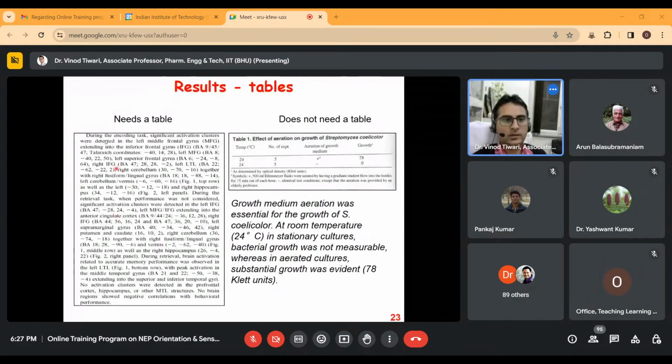So for example, this is a data set which somebody has written in the form of a long paragraph. Do you think somebody has time to read this kind of data set? No. If you put it in the form of a table, it will be easy to understand quickly. If this kind of data is there, it does not need a table. You can write this simply in one paragraph. But if this kind of complex data set is there, then it definitely needs a table. So you need to figure out what kind of data there is and whether it needs a table or not.